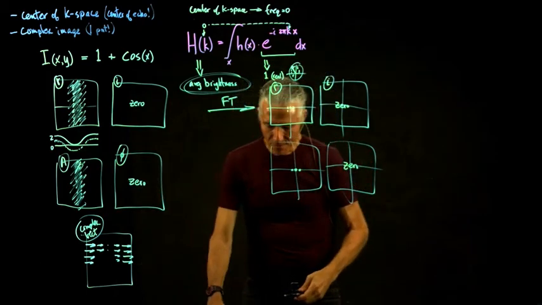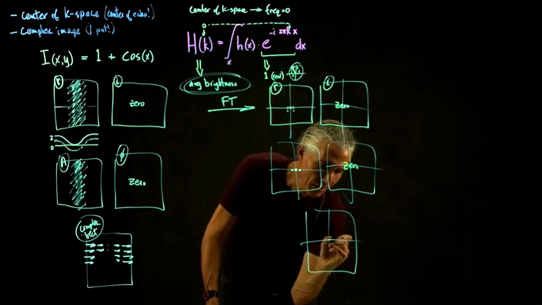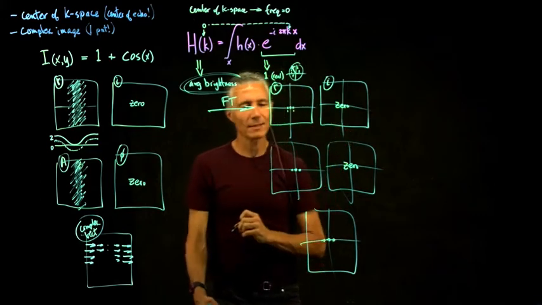And if you plotted it out as a vector, you'd end up with a vector in the middle with 0 phase, and then a vector slightly off to the right with 0 phase, and a vector, so you end up with 3 points in kSpace.